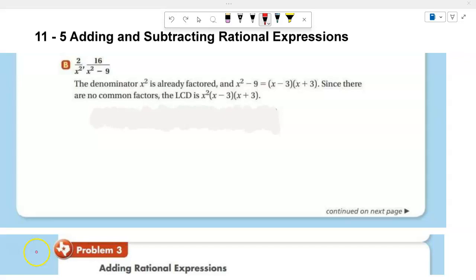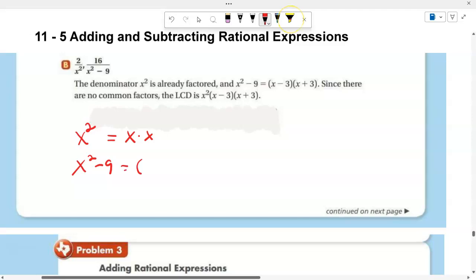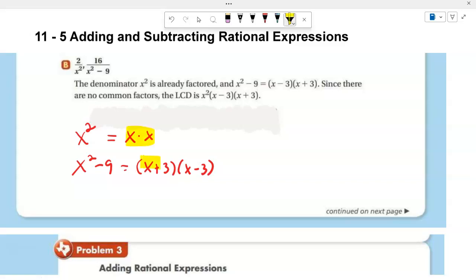So our two denominators are x squared, and the other denominator is x squared minus 9, and I'm going to put it in factored form. x times x, and this is x plus 3 times x minus 3. You notice they have no common factor. So by default, x times x and x plus 3 times x minus 3 is the LCM. So that is the LCD.